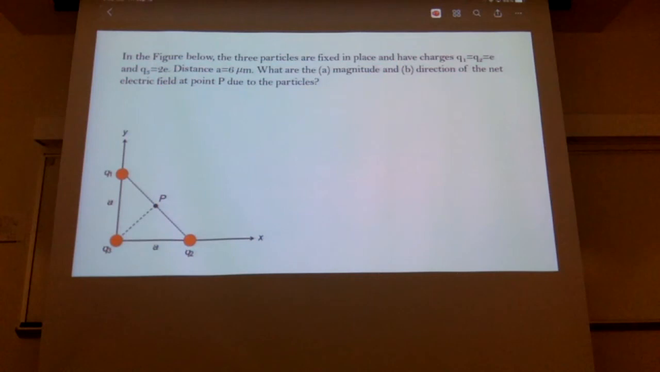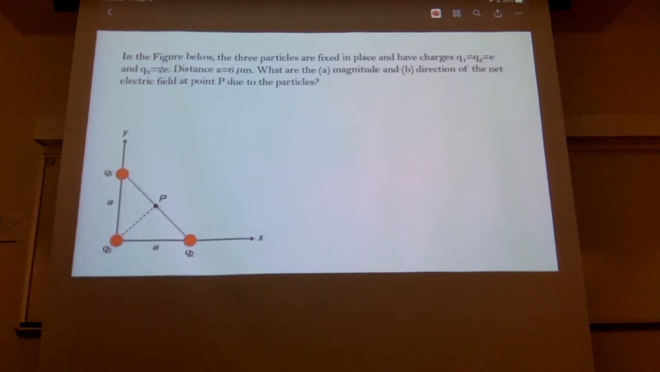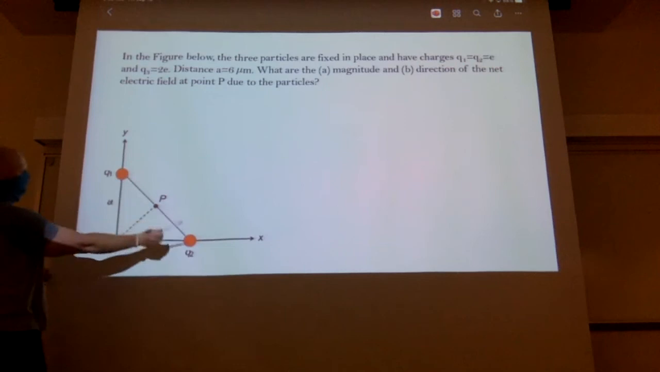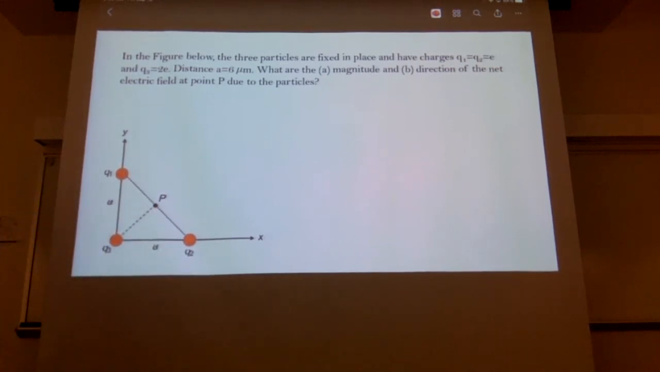So this one says that we have these three charges, Q1, Q2, and Q3, where Q1 and Q2 have the same charge. That is a fundamental charge, so this is a proton and a proton. And then this one has another charge of twice that, so this could be an alpha particle. This distance here is the same as this distance here, so these are 6 micrometers.